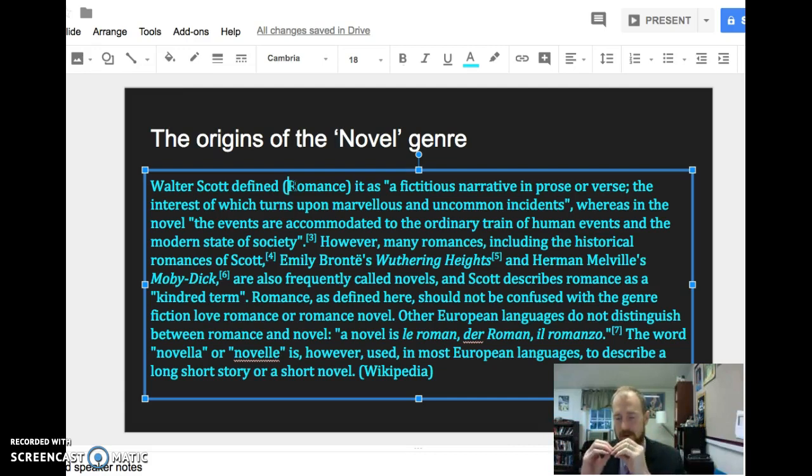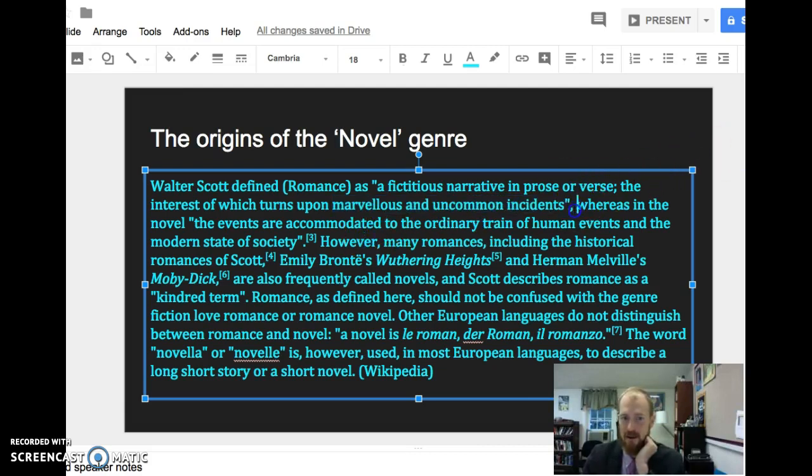Okay, these are of a different category, and the romance was what you saw leading up into the 1700s as one of the main fictional genres that was being produced. So Walter Scott defined romance as a fictitious narrative in prose or verse, the interest of which turns upon marvelous and uncommon incidents. Okay, so if you think of Gawain and the Green Knight, certainly there is the marvelous and the uncommon and the supernatural, etc.